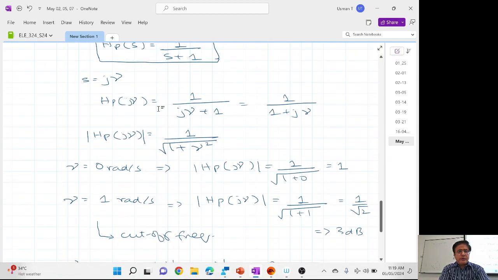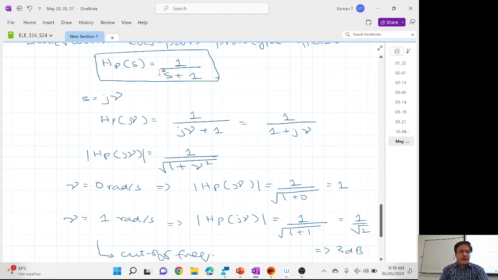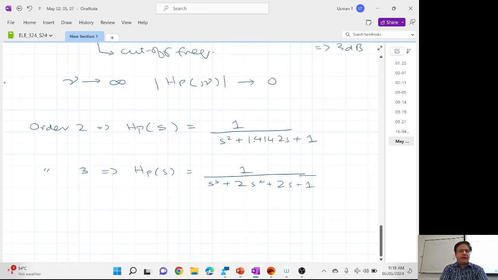Now, we'll use this as an example, which is of order 1. But the same kind of explanation applies for order 2 filters, order 3 filters, and so on and so forth. Clear? So far, so good?